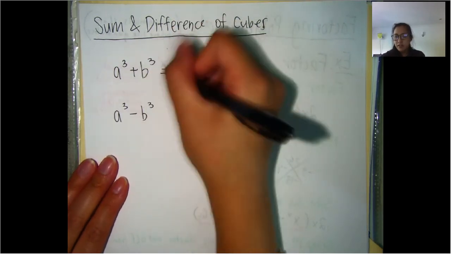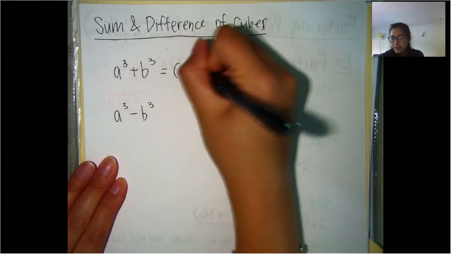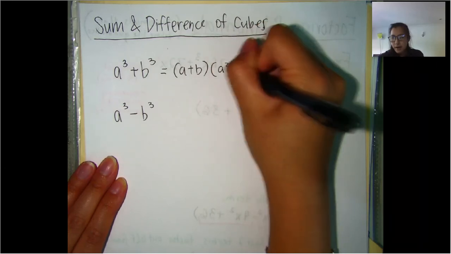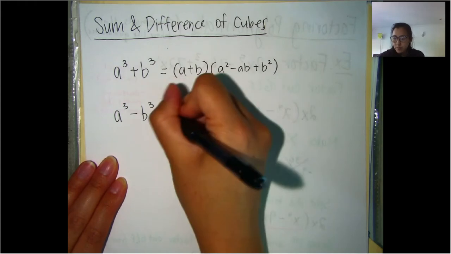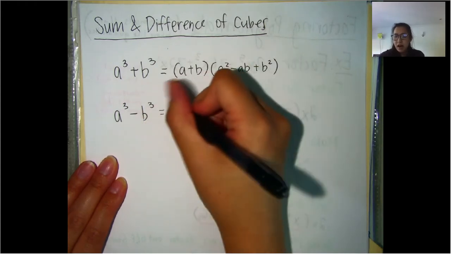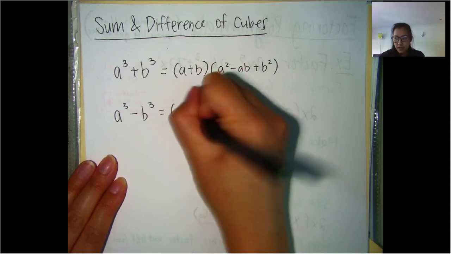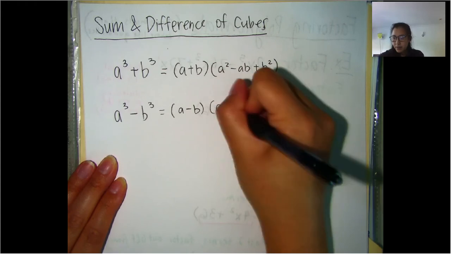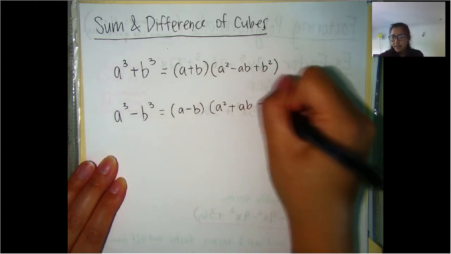The factorization of a cubed plus b cubed is going to be a plus b times a squared minus ab plus b squared. And then over here, with the minus, for a cubed minus b cubed, that's going to be a minus b times a squared plus ab, and then plus b squared.